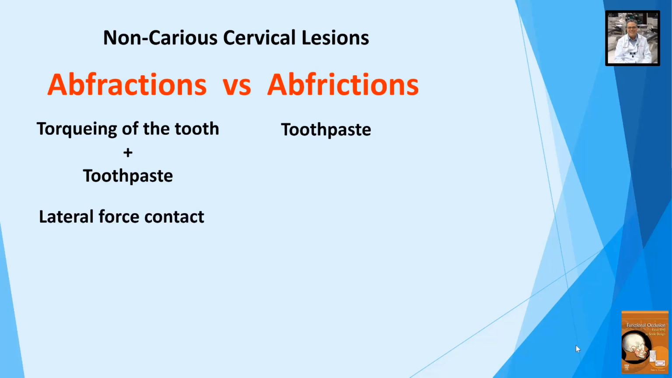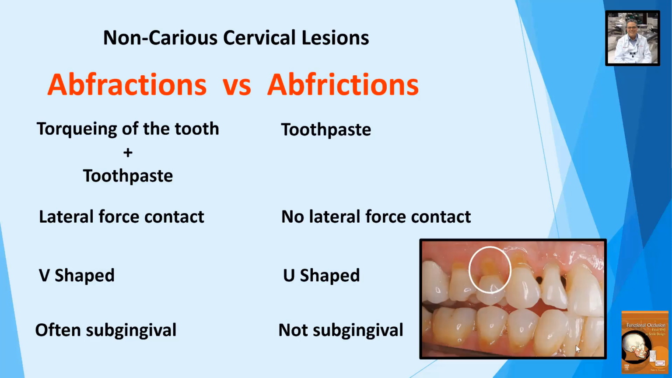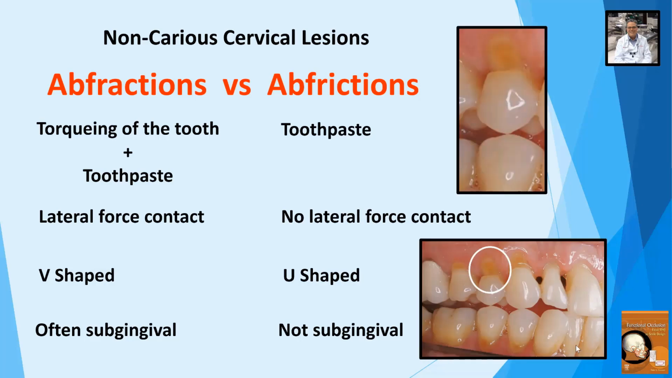Abfractions, you have to have a lateral force. You have to have contact in maybe a group function or a bouncing contact. But abfrictions, there is no lateral force contact. Abfractions often have a V shape. Abfrictions often have a U shape. Abfractions often are subgingival. Abfrictions are not subgingival. So let's look at an abfraction and do a close-up.